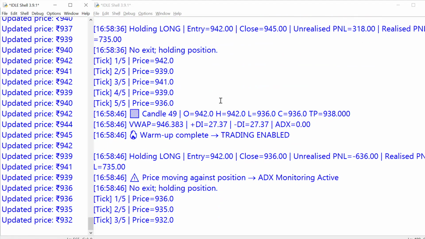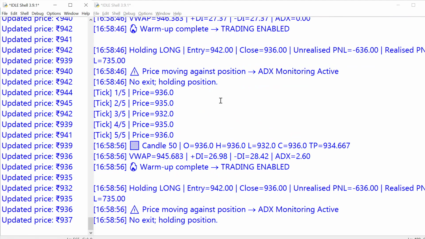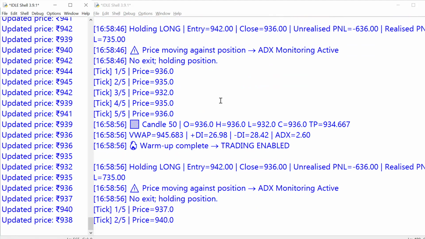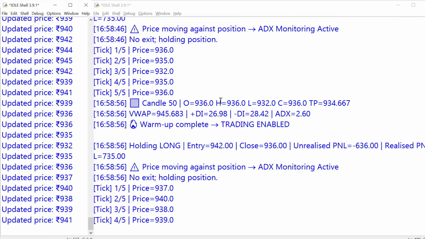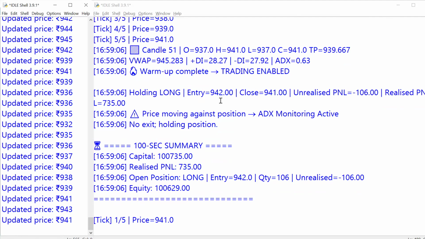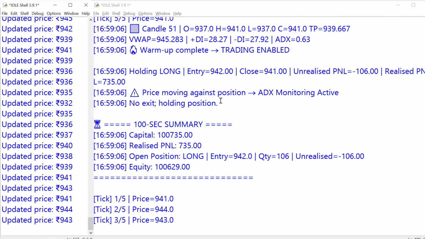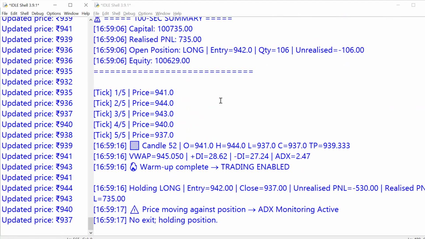Let's wait. Was our entry a long position or a short position? Let me check. Okay, we are holding a long position. That's against us. So that's why the ADX is monitoring. ADX says, okay, don't book a stop loss, I'm there to monitor. So we have a realized profit of 735. The price is above our long position.